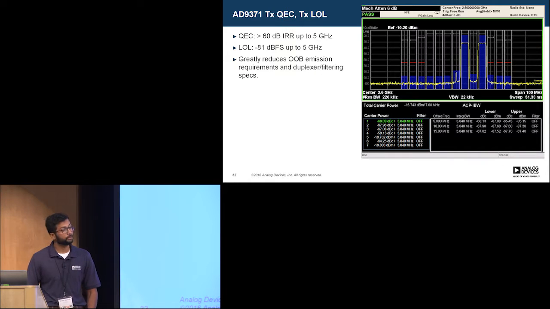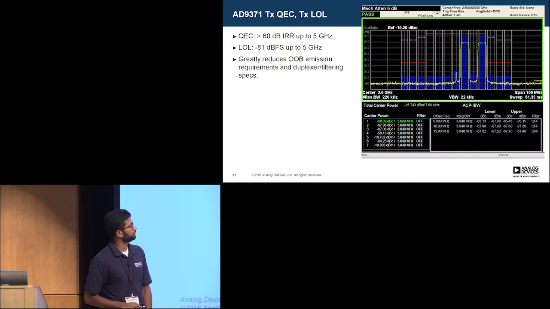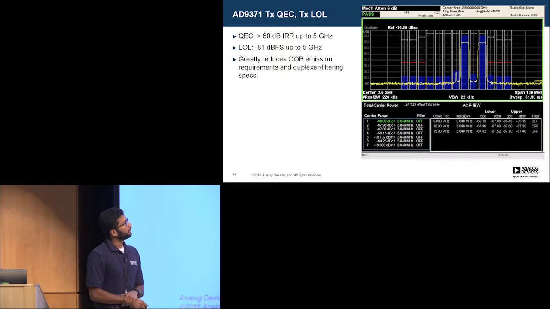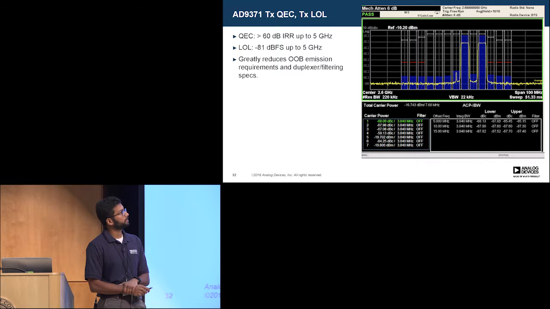In terms of TX QEC, TX LOL, I don't see any images here because they're really 68 to 70, like 69 dBc below my signals of interest. Now, why would I care about these things? Of course, the IQ imbalance argument applies here as well. But think about a case where, let's say, you had a really strict spectrum emissions mask right here, then you would be in violation if your signal popped up or your images popped up here.